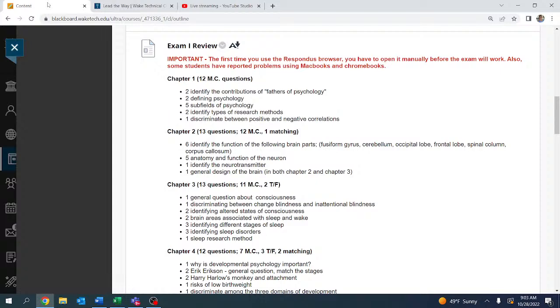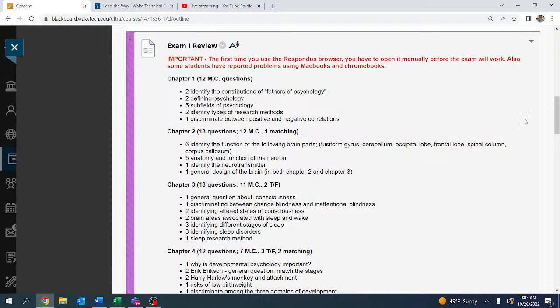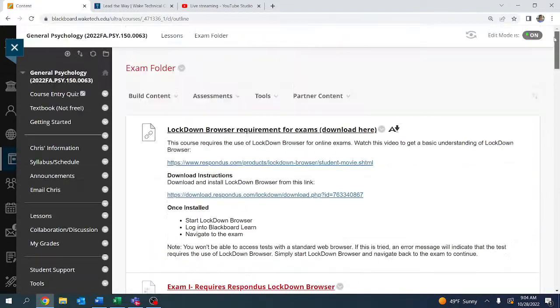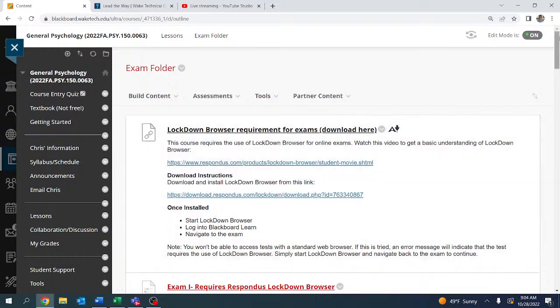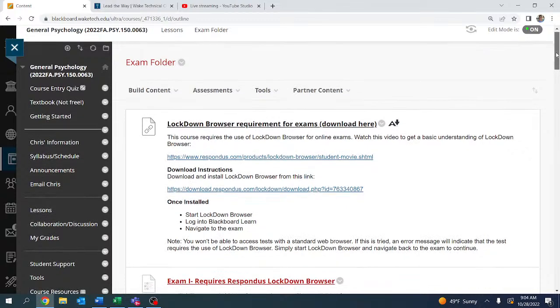Fantastic. There's an important note for this exam. The first time you use the Respondus browser, you have to open it manually before the exam will work. Have you ever used the Respondus testing tool, the lockdown tool, Hannah? Hopefully you have. The link to the download is right up here. You download the app, and there are instructions right here to download it. And then you have to open the Respondus browser and start the exam.